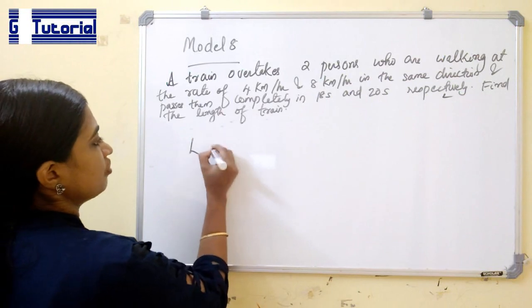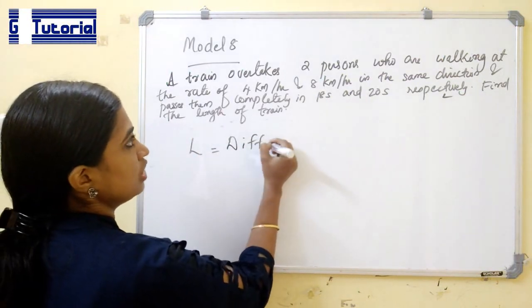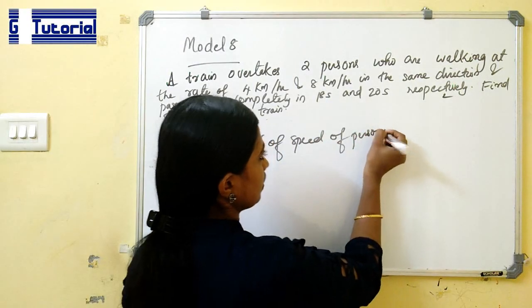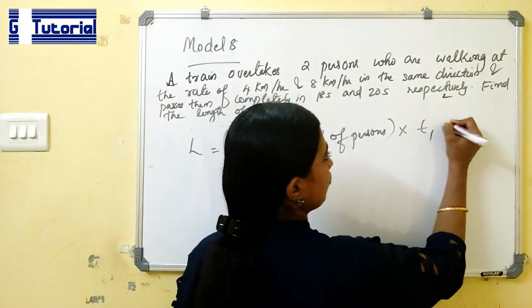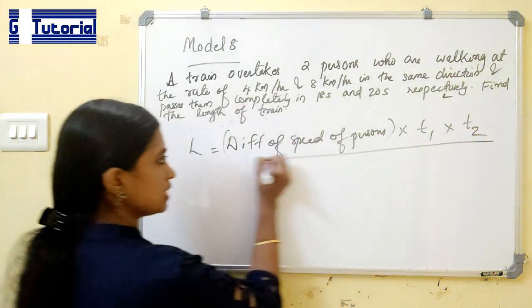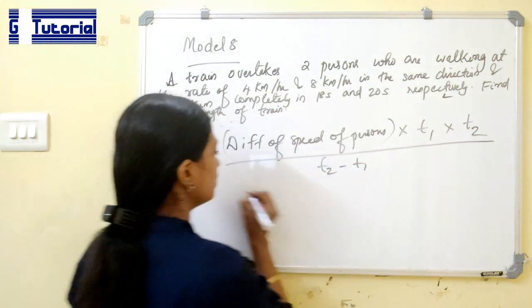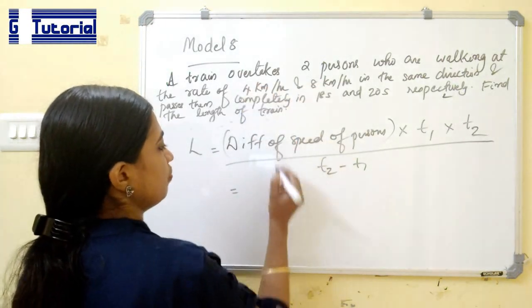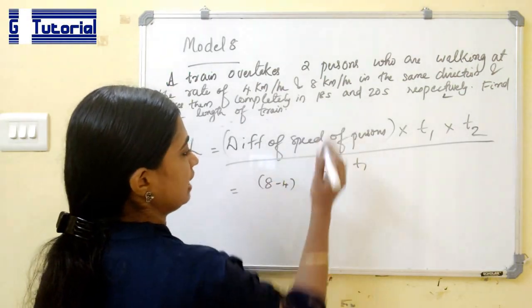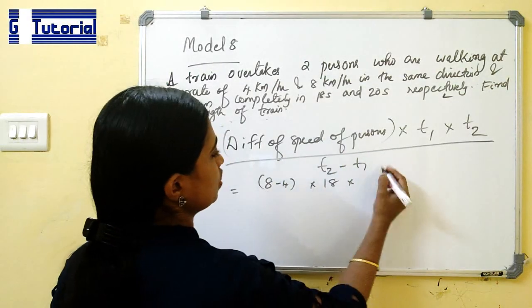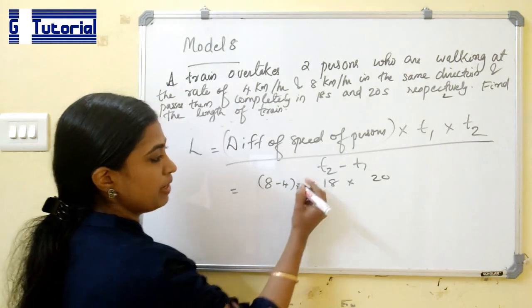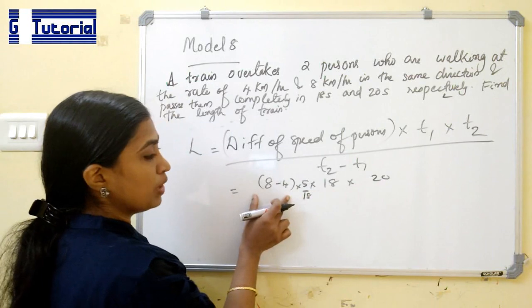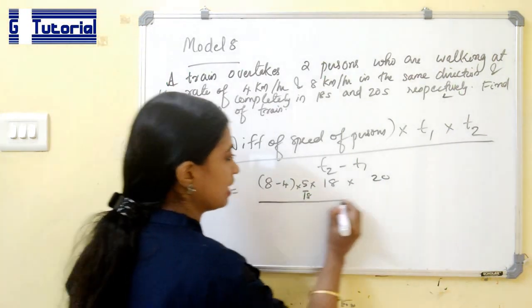The shortcut is: length of train is equal to the difference of speeds of the persons into the time for crossing the first person, into the time to cross the second person, by the difference of time. This is the easiest method to solve this. Difference of speed is 8 minus 4. First time is 18 seconds. Second time is 20 seconds. Do not forget to multiply by 5 by 18 because time is in seconds but the speed is in kilometer per hour. This is where everybody makes mistakes.